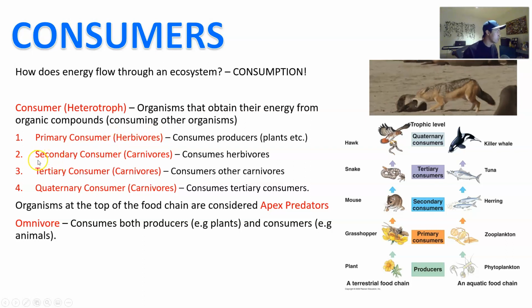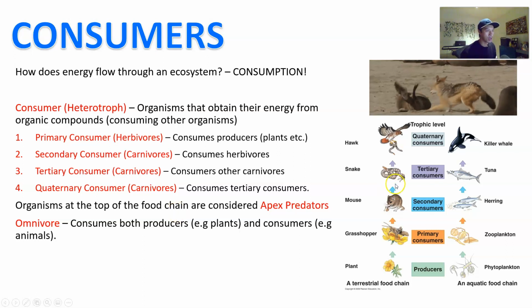And then when you have a consumer that consumes another consumer, then it's going to be called a carnivore or a secondary consumer. As you can see, it works its way down. Tertiary is the third level, and then quaternary is the fourth level. And when you have an organism that sits at the top of the food chain, we call that the apex predator, okay?